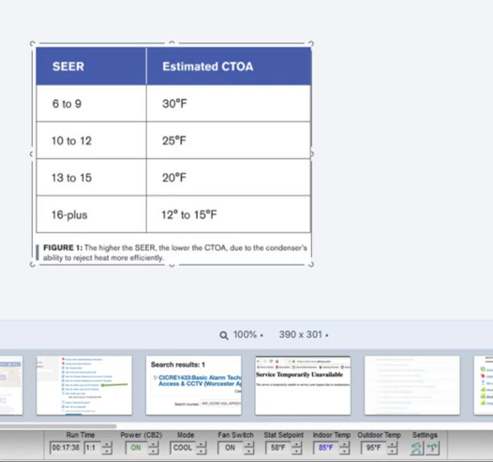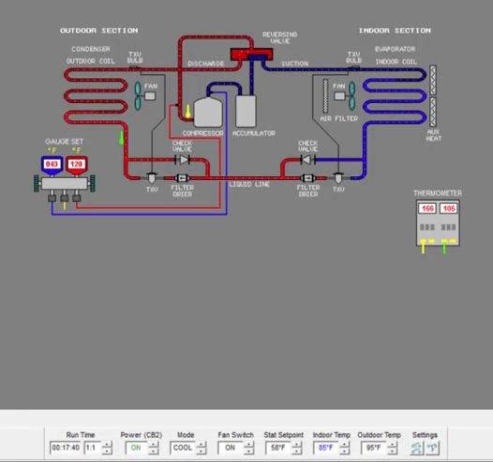So let's jump back over to my simulator here. Okay, now the question is, if I raise my outdoor temperature, does it affect the difference between the outdoor temperature and the condensing temperature? Let's find out. Okay, I'm going to take my outdoor temperature up to, let's say it's a toasty 110 degrees down in Florida. Okay, we're going to give this a minute or two to stabilize here.